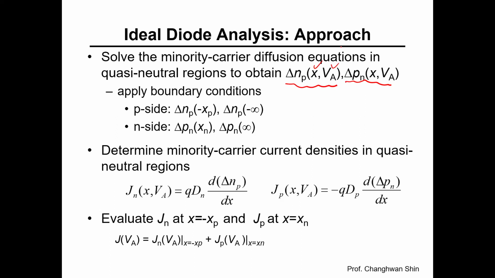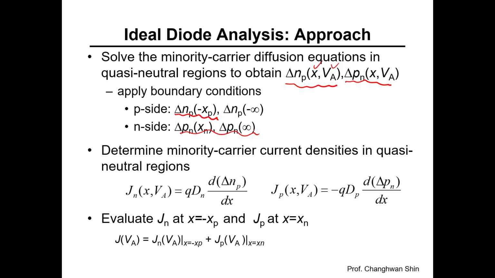To solve these equations, we definitely need boundary conditions. On the p side, we need to know delta n sub p when x is minus x sub p and when x is minus infinity. The n side is similar. So the values at the edges of the depletion region, minus x sub p and x sub n, will be determined by the applied voltage, while at great distances from the junction, I mean plus or minus infinity, excess carriers approach zero.